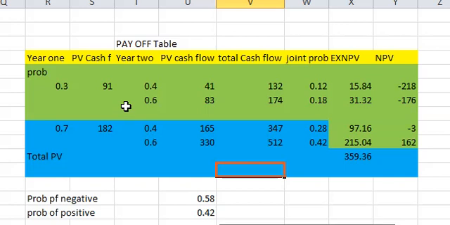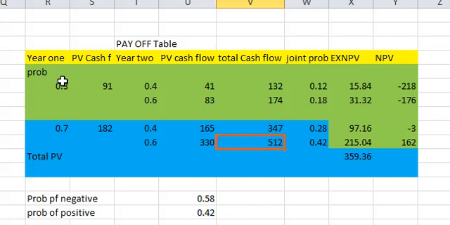Year 1, our total cash flow in year 1, remember we have these chances. It can be this plus this, we will get 132, or it can be 91 plus 83, and you get 174. That is when the probability is 0.3. If the probability is 0.7, it can be this one plus 165, and you get this, or it can be 182 plus 330, and you get this. So that's how we get the total cash flow.